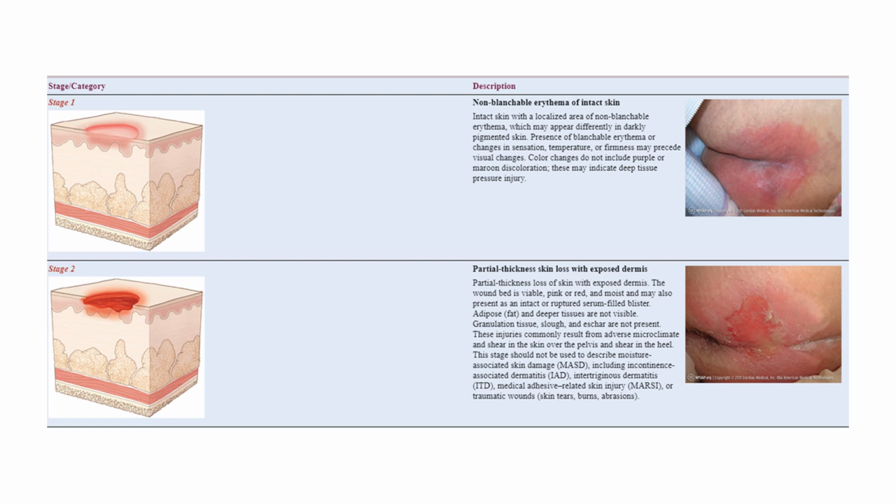So then our stage 2 is going to be partial thickness skin loss with exposed dermis. The wound bed is viable, pink or red, and moist, and may also be present as an intact or ruptured serum-filled blister. Adipose, which is fat tissue, and deeper tissues are not visible. These injuries commonly result from adverse microclimate and shear in the skin over the pelvis and shear in the heel. This stage should not be used to describe moisture-associated skin damage.